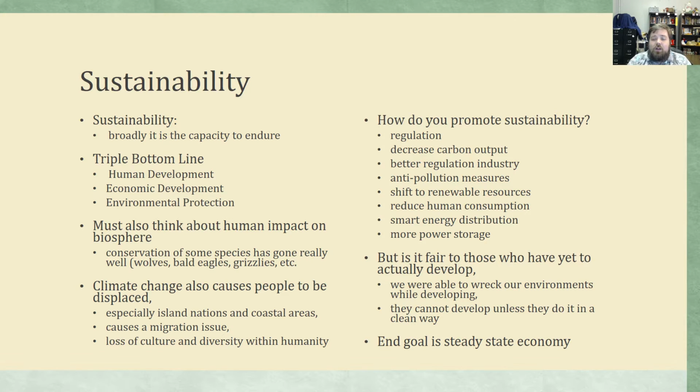As well as smart energy creation and distribution and more power storage all along the way. But there's kind of a large systemic push towards sustainability that requires a lot of different action across a lot of different fronts. And this is something that's being promoted very heavily internationally.